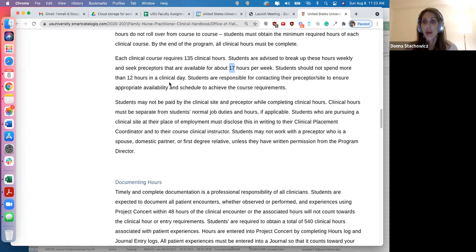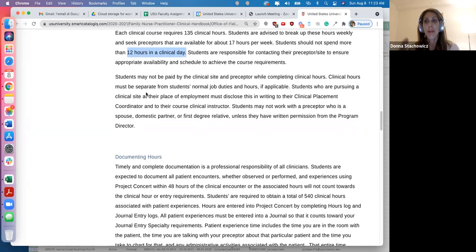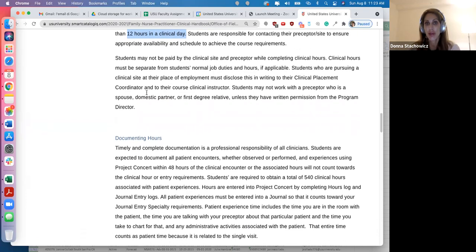You may not do more than 12 clinical hours in a day. So people who are doing ER and urgent care, as much as you'd like to double up and do a double shift and stay for 18 hours or more, we're only allowing you to do 12 hours of clinical in a day. You may not be paid by the clinical site or the preceptor. You may pay your preceptor to precept you, but you may not be paid by the site or the preceptor.